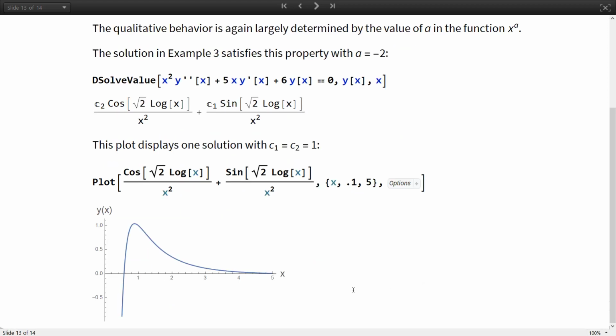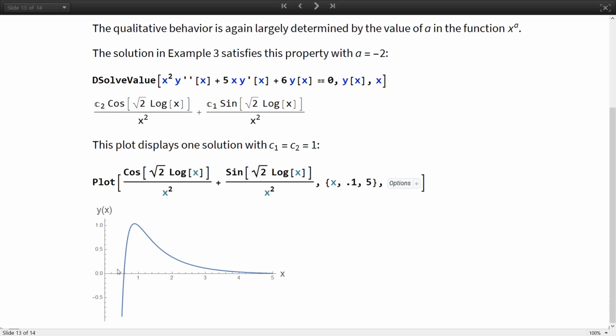We can see that the solution goes to 0 for large values of x. The magnitude of the solution will go to infinity as x goes to 0, but due to the cosine and sine terms along with the log term going to minus infinity, the sign of the solution will oscillate between positive and negative values.